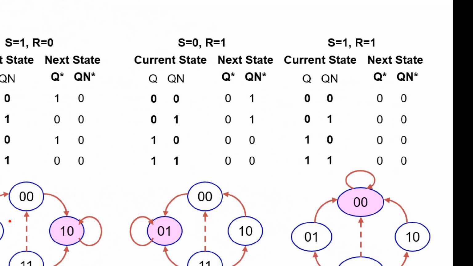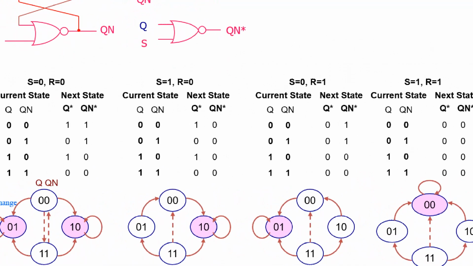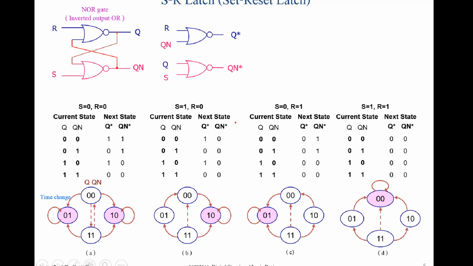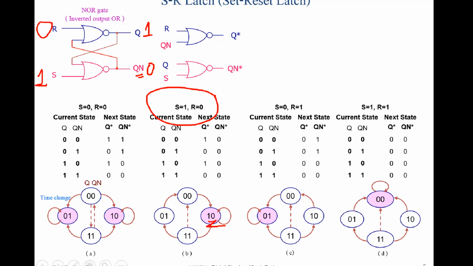And how about this one? When S is 1, R is 0. Stable here. Q is 1, Qn is 0. That means when you apply S is 1, R is 0, we force output Q to become 1, and Qn is opposite to Q, is 0. This is called set.